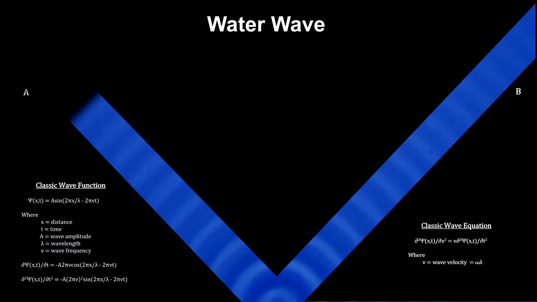Of course, if we drop channel A's water off a cliff, the wave in channel B will continue on its merry way.